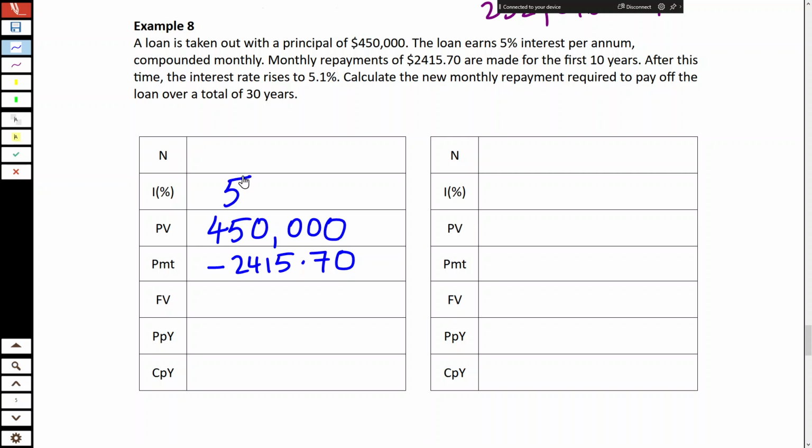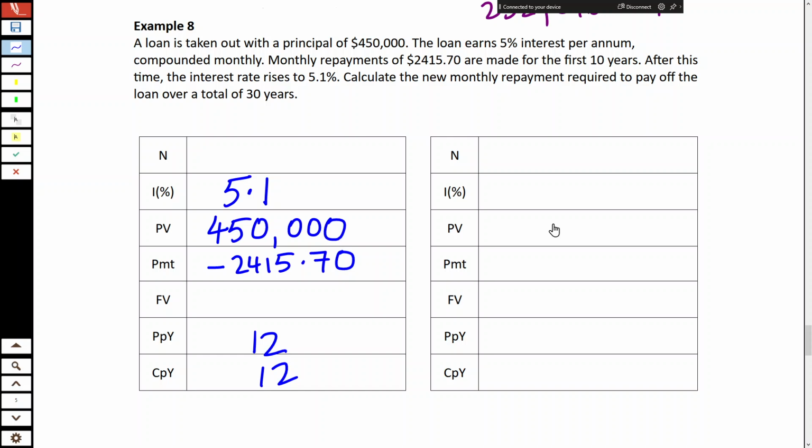Okay, so I'm confident that many of you can do the first part. Now, what's different about this part is we're not solving for the final value now. We're solving for the payments. We're solving for the payments in the second part, not the first part.